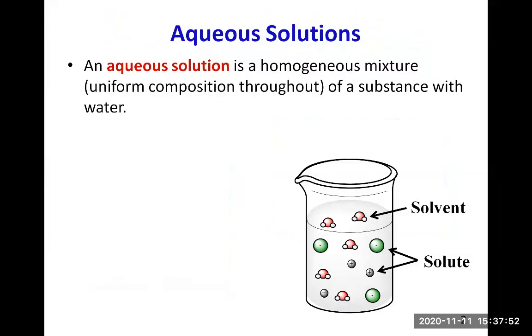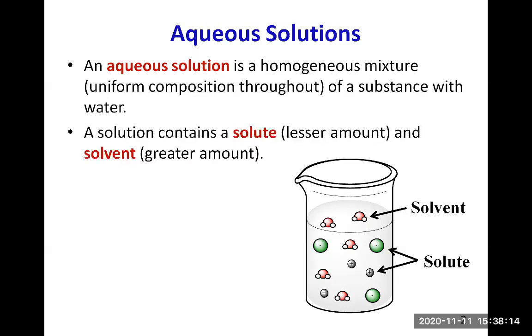So an aqueous solution is a homogeneous mixture, which means it's uniform throughout. Homogeneous, remember, means it's uniform in composition throughout, because it looks like one substance, but you know it's made of more than one. So an aqueous solution is a substance dissolved in water.